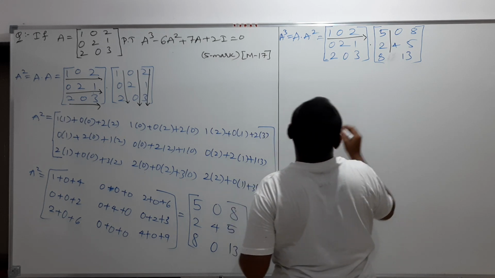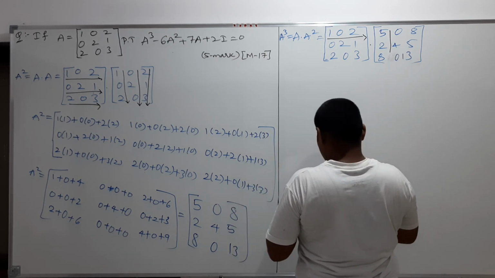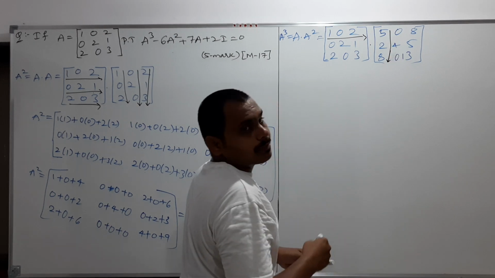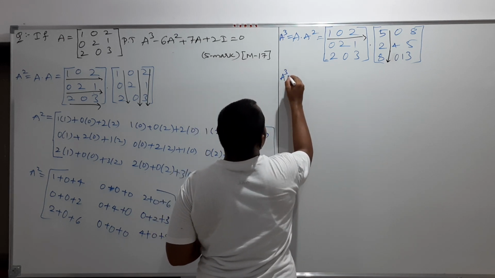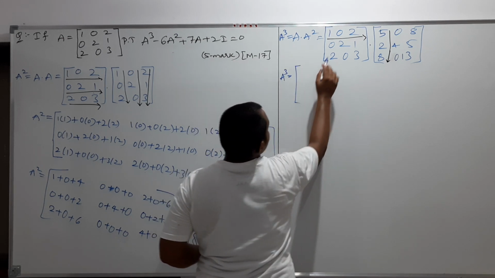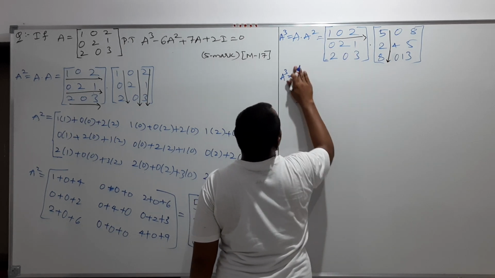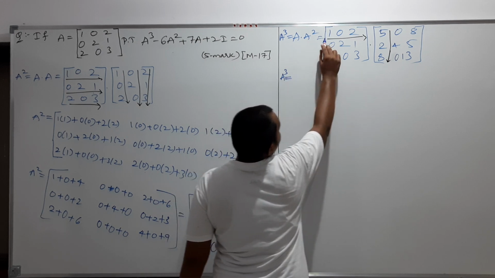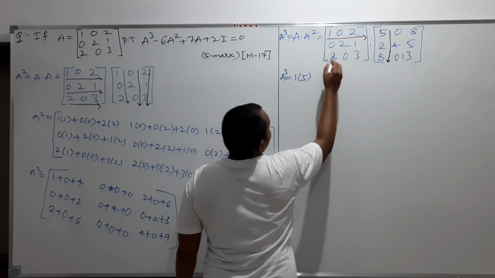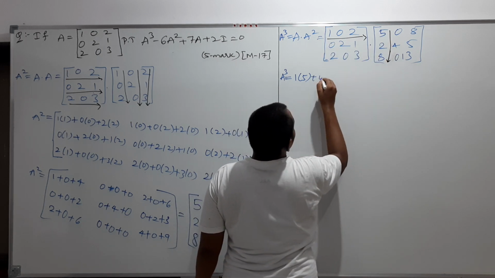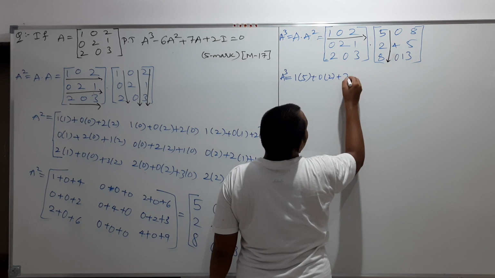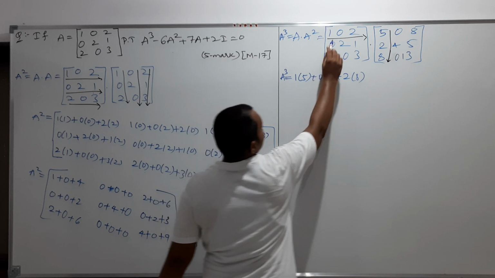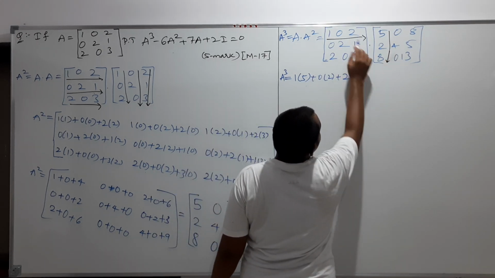So A cube is equal to, here it is row into column. Here I required more space. So here it is first row, first column: 1 into 5 plus 0 into 2 plus 2 into 8. First row, first column, my dear students, 1 into 5 plus 0 into 2 plus 2 into 8.